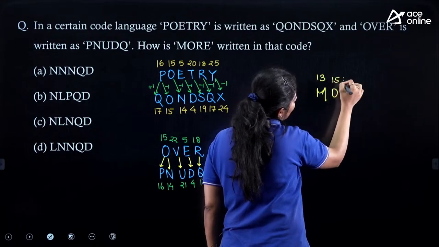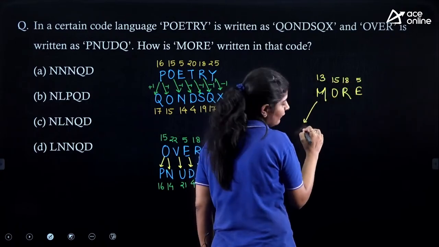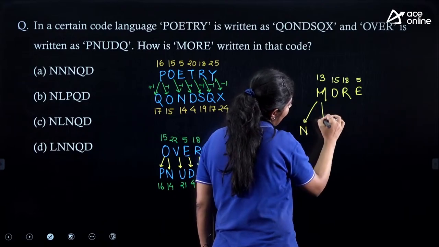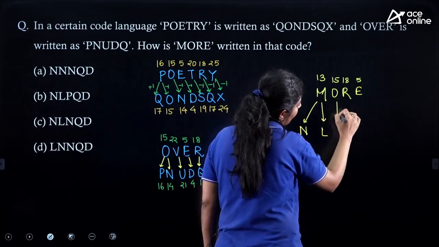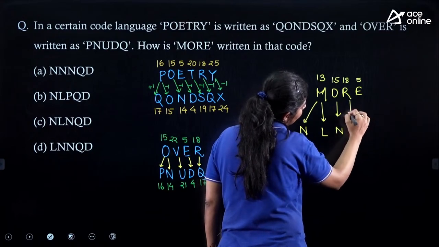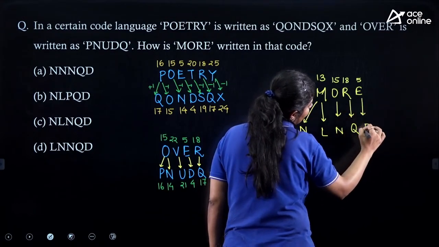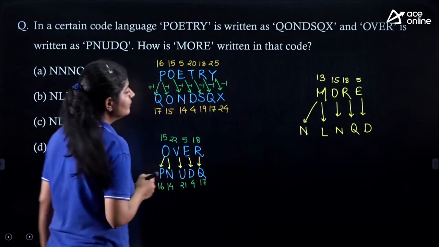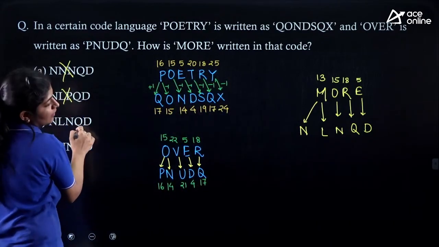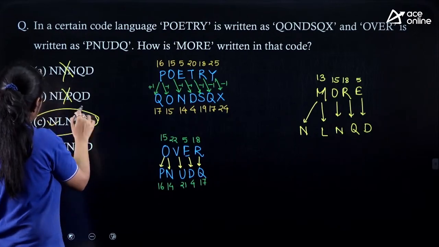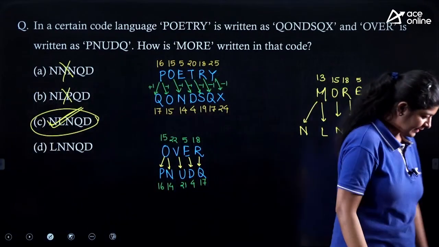13, 15, 18, 5. +1, it will become 14, and 14 is associated with N. -1, 12, and 12 is associated with L. -1 N, -1 Q, -1 D. So this will be my answer: NLNQD. Option number C is the correct one.